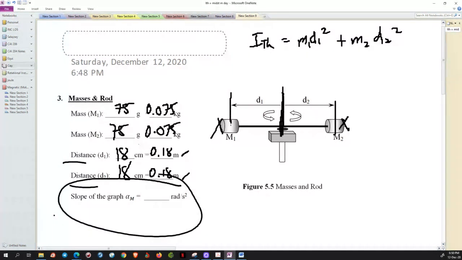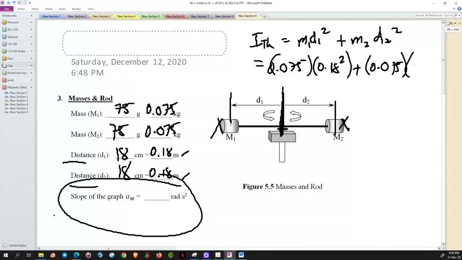Again, do not do the slope, not yet. Instead, calculate. Sorry, it should be in kilograms. So 0.075 multiply 0.18 squared plus 0.075 multiply 0.18 squared. From there, write the inertia.